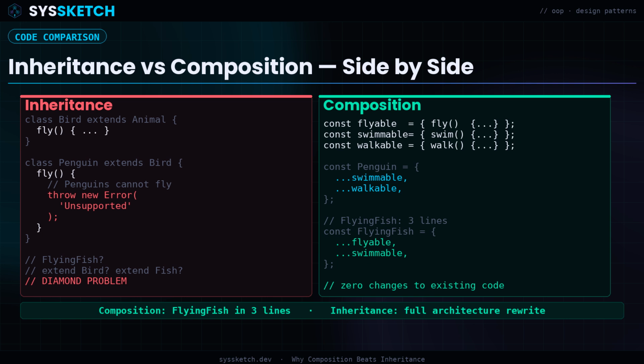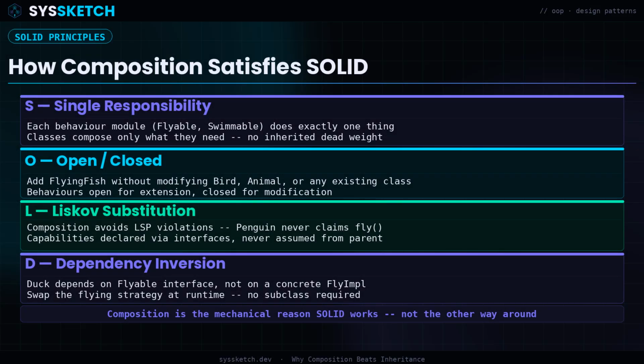Composition is also the mechanical reason the SOLID principles work in practice. Single responsibility: each behavior module does exactly one thing. Open-closed: you added flying fish without touching bird, animal, or any class that already existed. The system is open for extension and closed for modification. Liskov substitution: penguin never claims to support fly, so no substitution can fail. Dependency inversion: your duck class depends on the flyable interface, not on a concrete implementation, so you can swap behaviors at runtime or inject a mock in tests. Every SOLID rule becomes straightforward when you decompose behavior into interfaces.